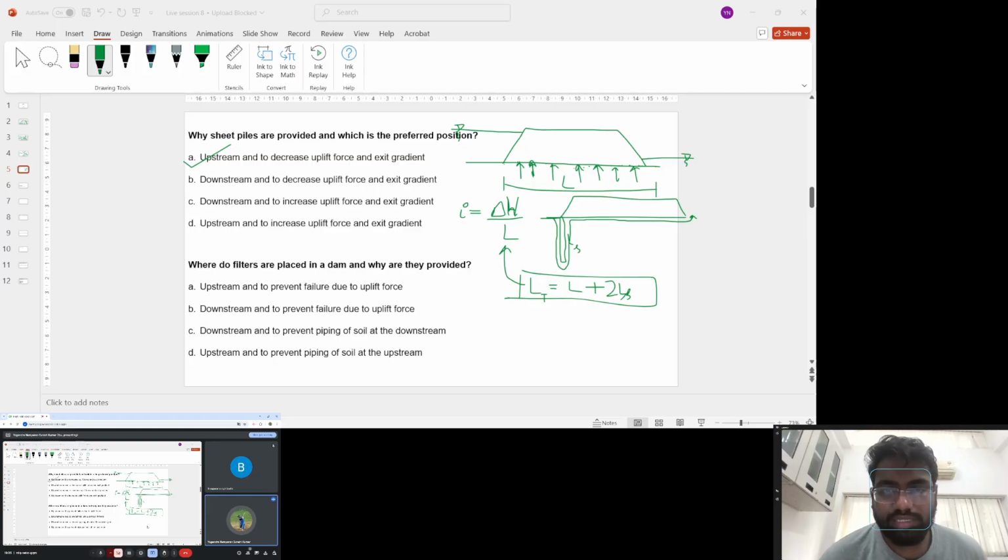Are you able to understand this? So the primary function of the sheet pile is to reduce the uplift force and the exit gradient. How it reduces is that it increases the length of the flow path. So that is how the purpose is solved by using a sheet pile. Hope it is clear, or you are finding it difficult to understand.